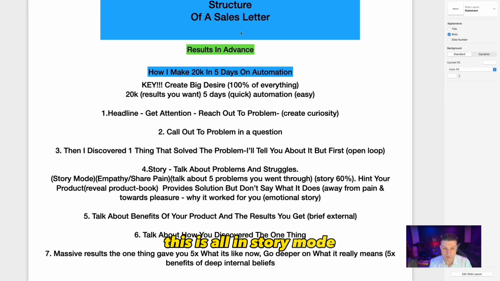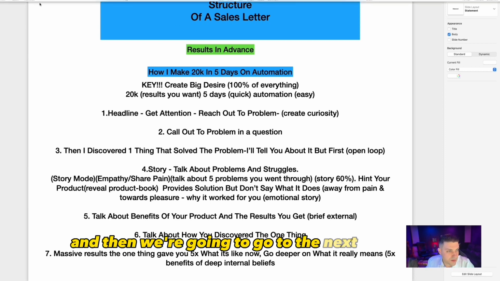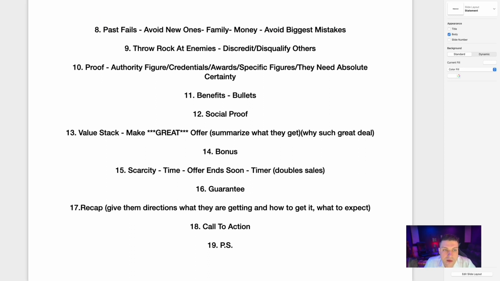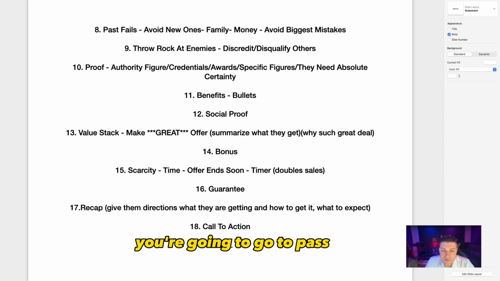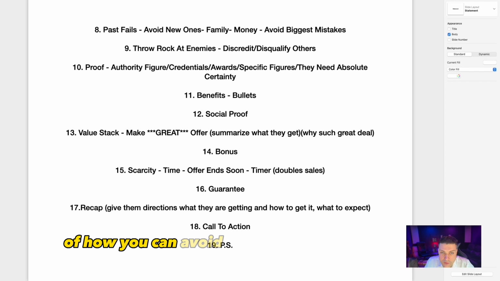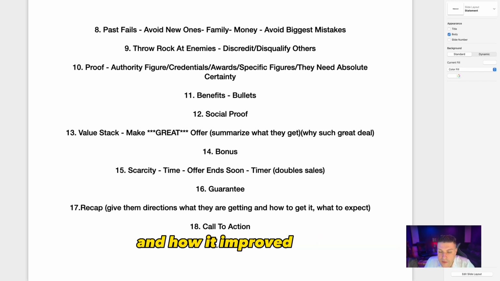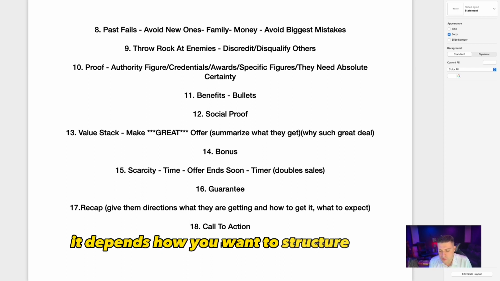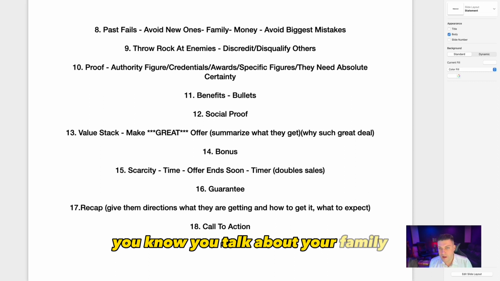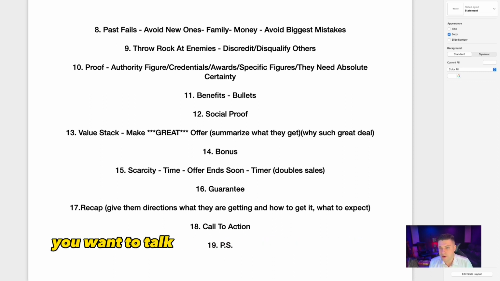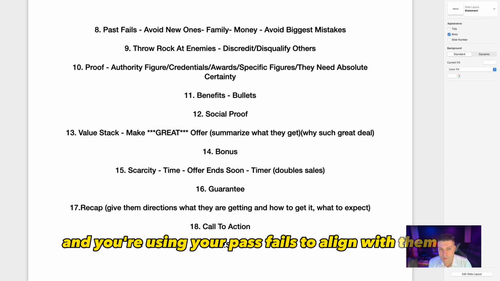This is all in story mode for number 4 down. And then we're going to go to the next part here. Number 8, you're going to go to past fails of how you can avoid new ones with your product and how it improved you. It depends how you want to structure your story. You want to talk about your family, you want to talk about money, you want to talk about avoiding the biggest mistakes. And you're using your past fails to align with them.